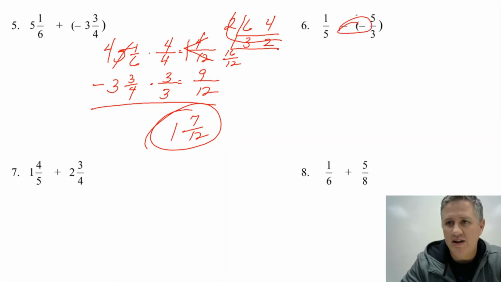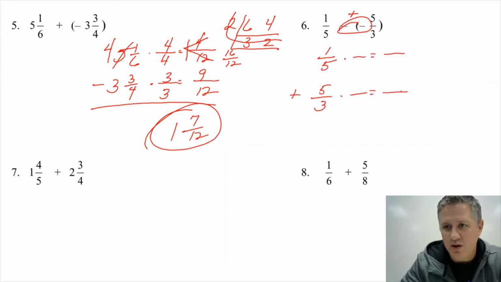All right, this guy, I know the opposite of a negative is a positive. So this is 1/5 plus 5/3 times what equals what times what equals what. And my common denominator is 15. I'm going to multiply this by 3/3.